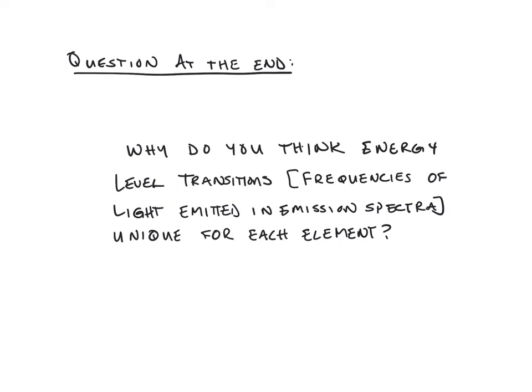Okay, so for the question at the end of the video, what I would like you to think about is, why do you think that these energy level transitions, so the frequencies of light that are emitted in the emission spectra, are unique for each element? Why isn't it that energy level 1 is always the same energy and energy level 2 is always the same energy? That's my question to you, because they're not. So why do you think it is that they're not? What could affect that?